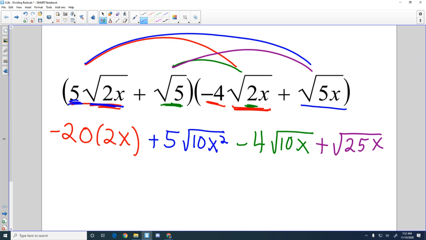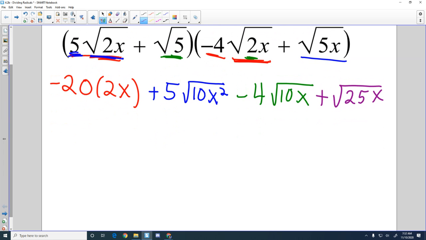They won't always be able to, but some of them we can still simplify further, do a few more calculations. Like this first term, for example, this is just multiplication. So we can take negative 20 times 2x. That's just going to be a negative 40x.